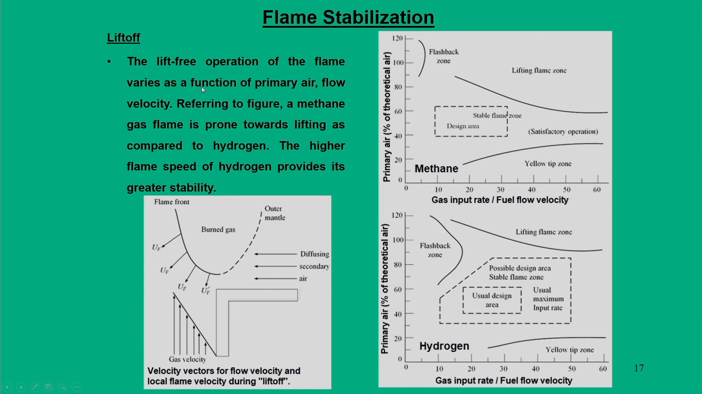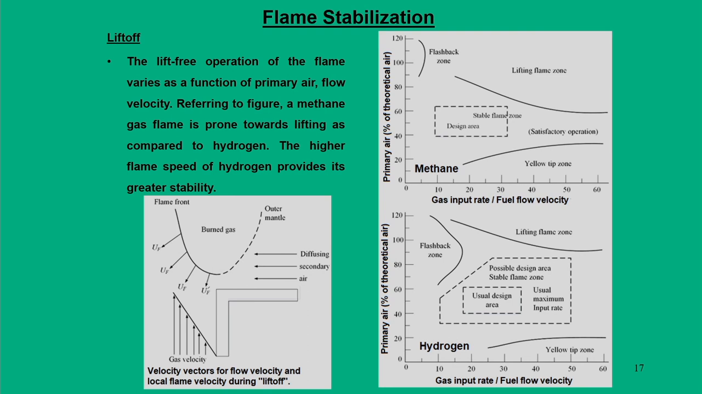The next important thing is that we have to recall the same figure. We just want to see what the lift-free operation is. In the similar philosophy of the flashback zone, we also have another trend where we can say, in this graph for methane, there is a satisfactory operation for the flame lift-off zone. It means that by regulating your input gas or the fuel flow supply, at the same time the amount of air, that theoretical air required for a sustained flame, if you keep on increasing this fuel velocity, there is a particular range for which we need to have a stable flame, or we say the flame is stabilized.